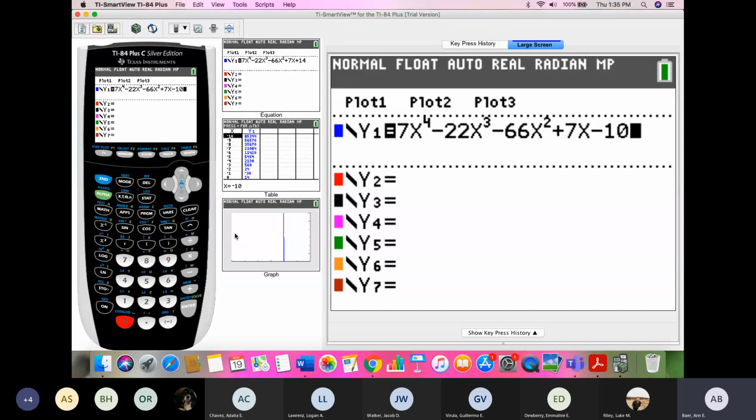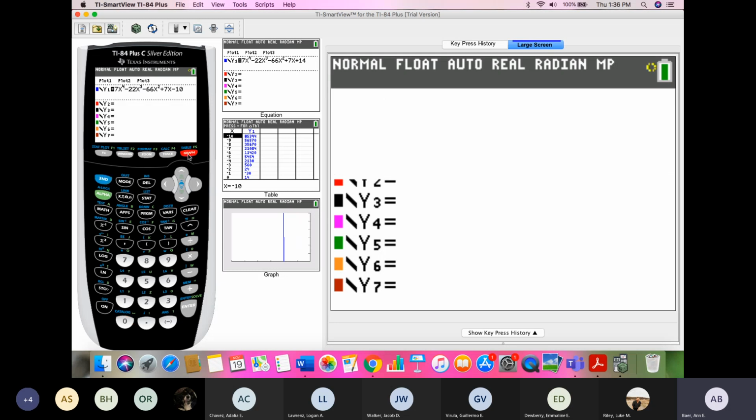So let's go into our table and see if we can identify two zeros. We have a quartic, so to get down to a quadratic, we need two zeros. One of them is going to take us down to a cubic, and the other is going to take us down to a quadratic. So I want to go to the table. It is above the graph button, so I need a second graph.